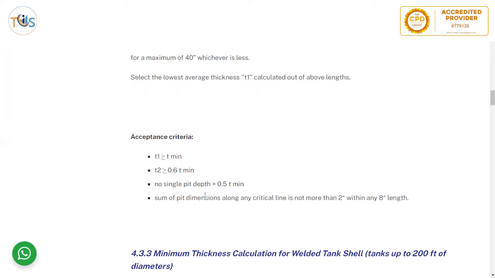And no single pit depth can be less than 0.5 T minimum. So every pit depth should be greater than half of the minimum thickness. The average thickness, the calculated minimum average thickness, should always be greater than T minimum. The single thickness that you took out of this average should be greater than 0.6 times, and if it is a pit, then it should be 0.5 times.